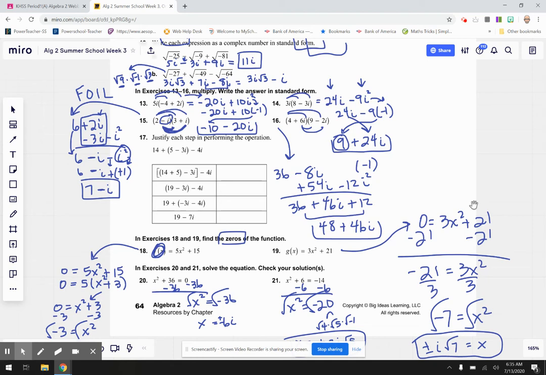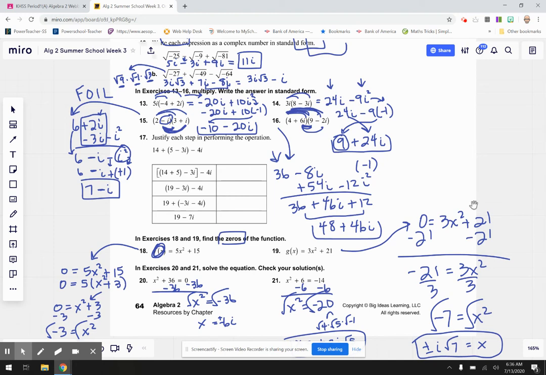Number 16, you did the same thing, FOIL. So you got 4 times 9. Those are the two first terms, and that would be 36 right there. And then the outside terms would be negative 8i, because 4 and 2 is 8, and then the i there in the negative. Inside terms would be 54i. 6 and 9 is 54, and you got the i there.